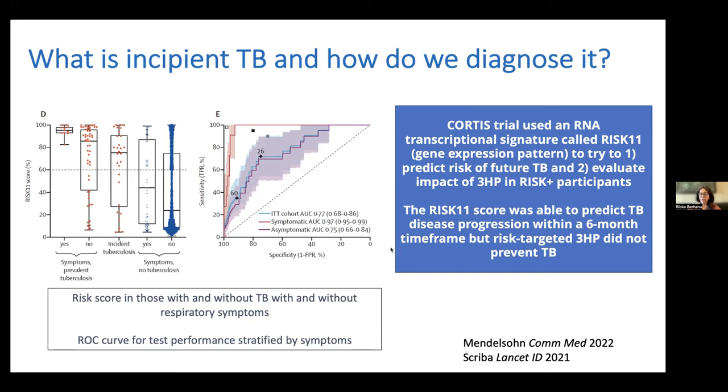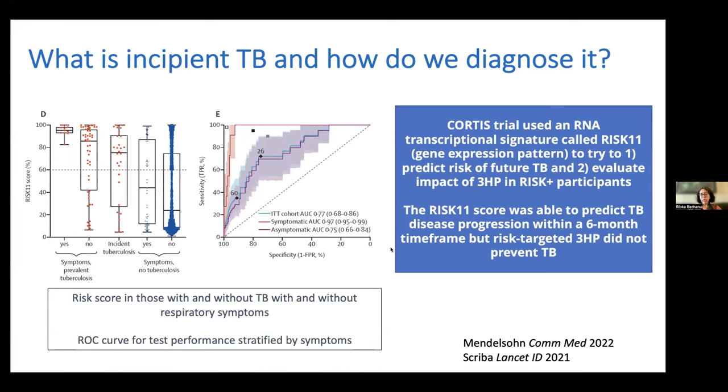However, if you have subclinical TB, meaning they tested you at entry into the study, and you had a positive sputum Xpert or culture, but you did not report cough, fever, night sweats, or weight loss, then you'll see that the risk score doesn't perform as well. The scores are all over the place. They are mostly positive, so the median is high, but the specificity is poor. There are many people who will be Risk11 signature negative, but actually do have TB.